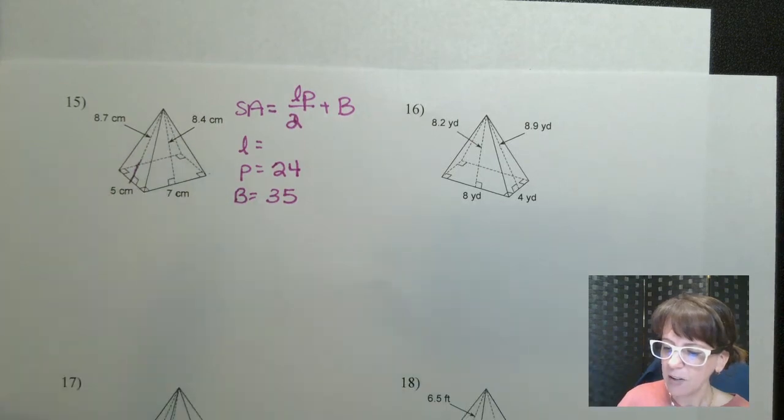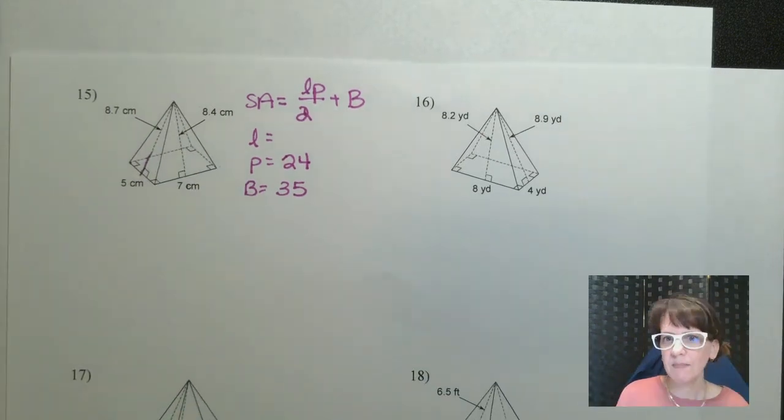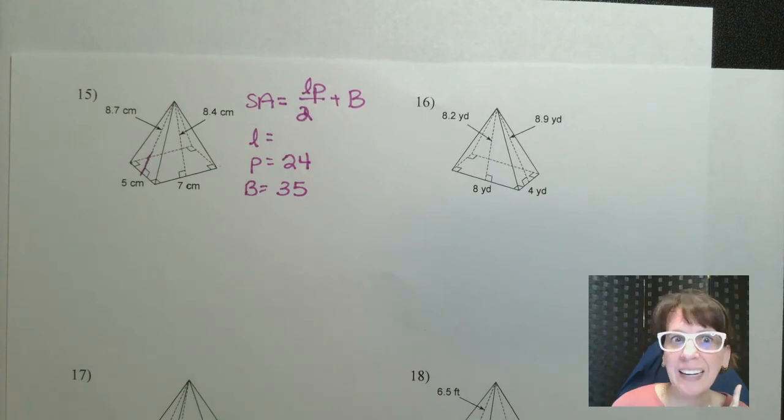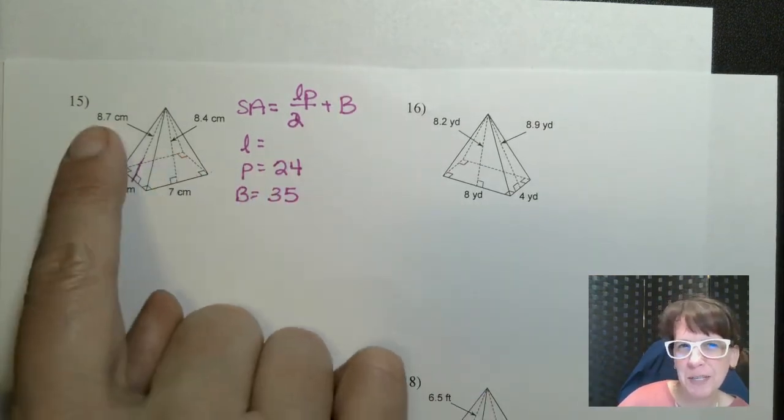And then taking a look at this. So, okay, pause on this one. I actually grabbed the wrong one. Do you see there's 2 slant heights here?